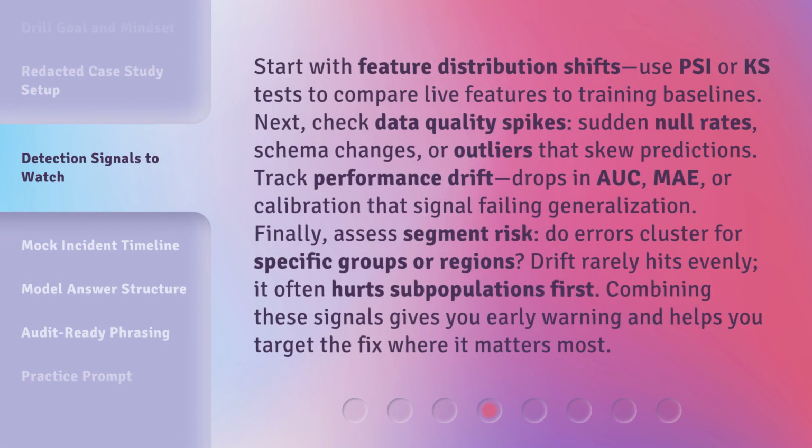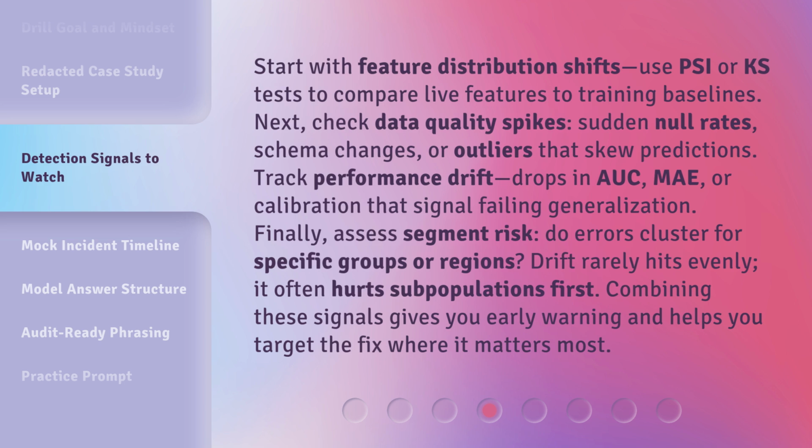Start with feature distribution shifts. Use PSI or KS tests to compare live features to training baselines. Next, check data quality spikes, sudden null rates, schema changes, or outliers that skew predictions. Track performance drift, drops in AUC, MAE, or calibration that signal failing generalization.